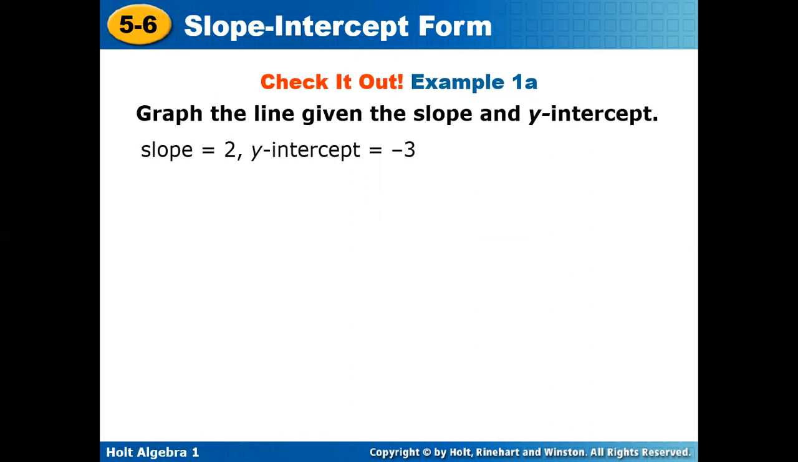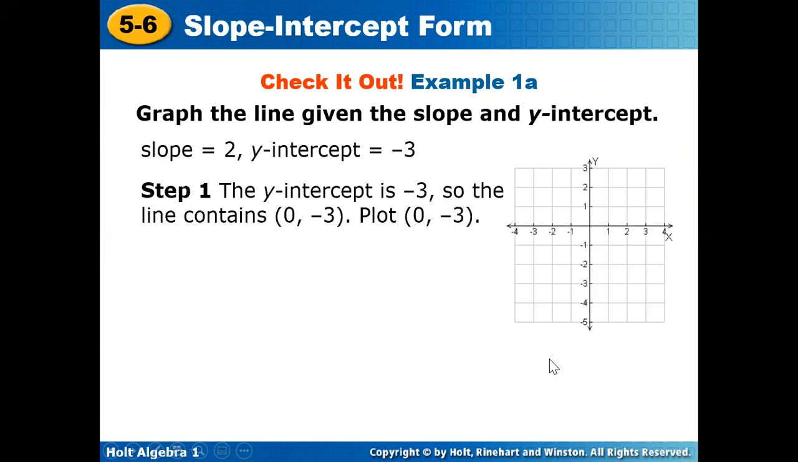Pause the video, try and do this graph using your slope, which is 2, which once again is a +2. It will be written as 2/1. So your rise over your run, 2/1. And you know that the y-intercept is -3. That is where it intercepts the y-axis. So go ahead and pause the video and try and graph this for yourself. Draw in this line.